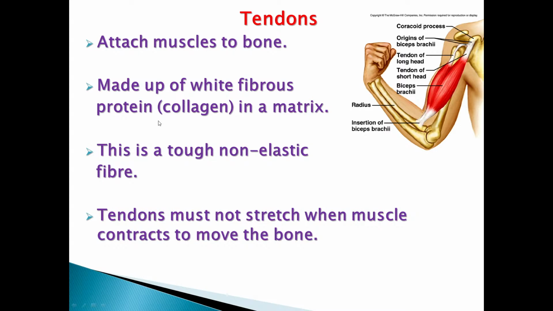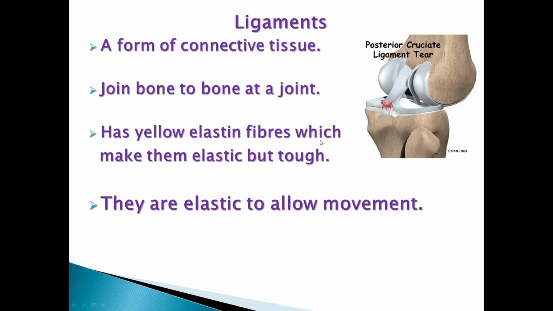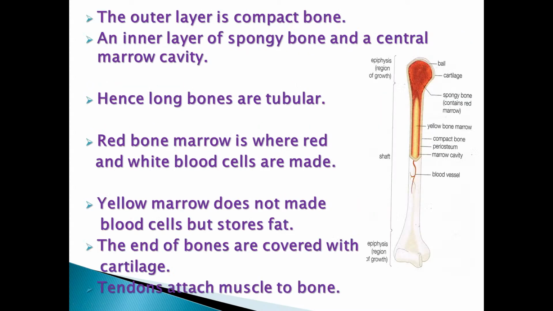So let's move back. So they are elastic to allow movement. This pointer here is giving you the importance of ligaments being elastic so that movement can take place. Because again, student, if the ligament was rigid, if it was stiff, then it would not be able to allow movement to take place at that particular joint. So we have gone through two tissues. Let's move down to the third one.